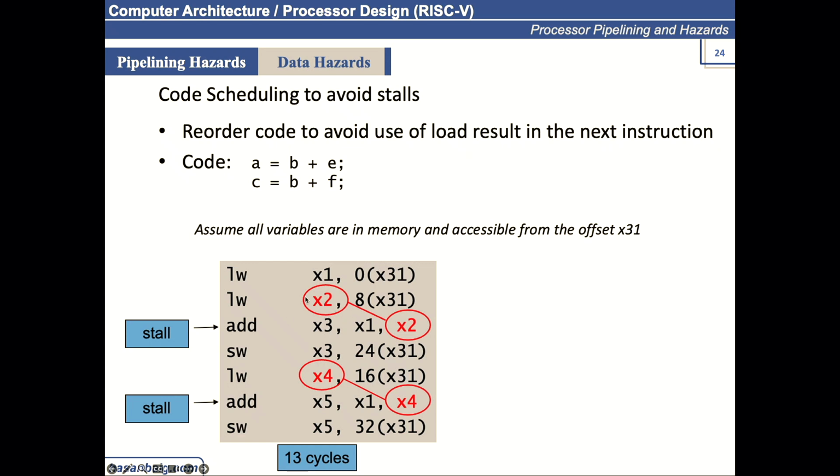But because of this data dependency, we need to have a bubble in between here, which means a stall of 1 clock cycle here and a stall of 1 clock cycle here. So that is why there are 13 clock cycles in total.